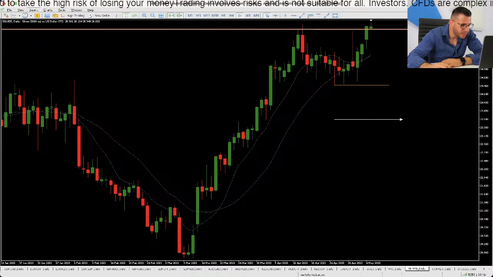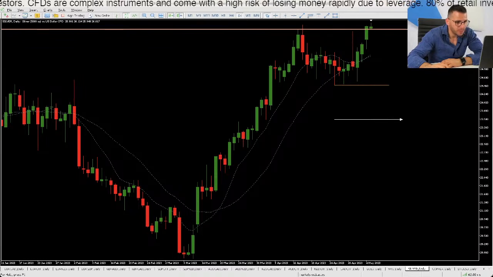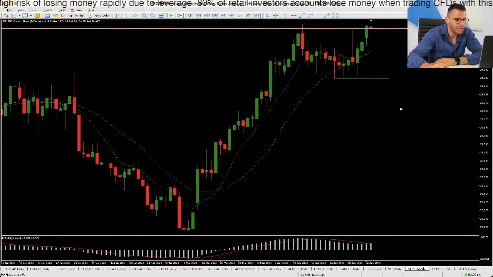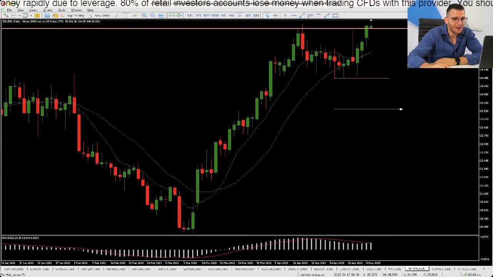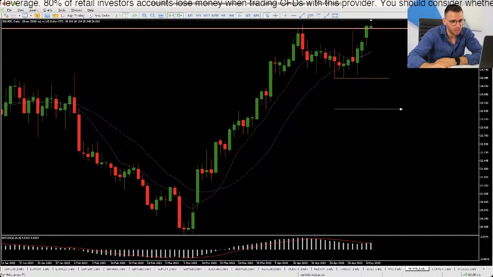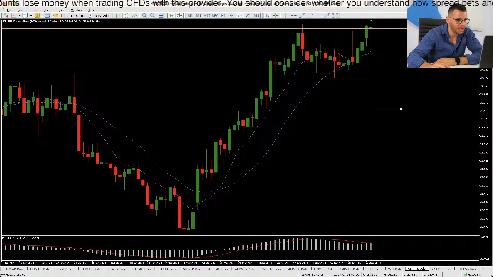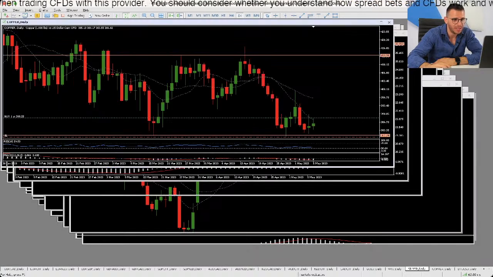Custom MACD. Here is MACD. So price made a higher high, indicator made a lower high. We are at resistance, double top, bearish divergence. We are missing the strong price action. That's why I don't sell it.